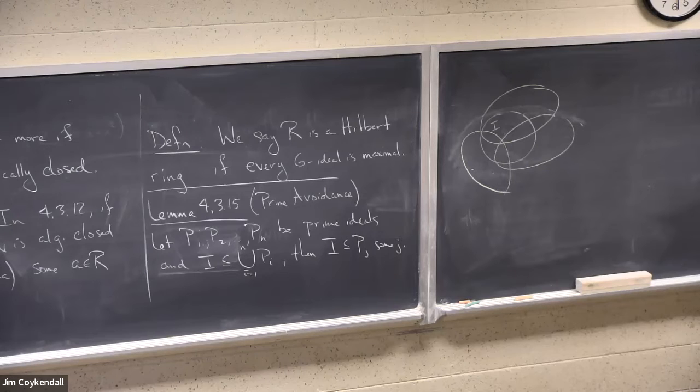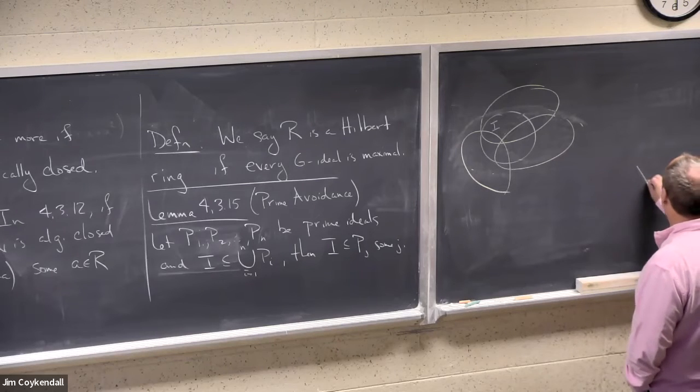Right, that is why you need only finitely many. If you just took all of the prime ideals and took the union over all of the prime ideals, well, pretty much any ideal is going to be contained in one of those. Well, that's right. So for example, you take all the maximal ideals. I can give you something concrete.